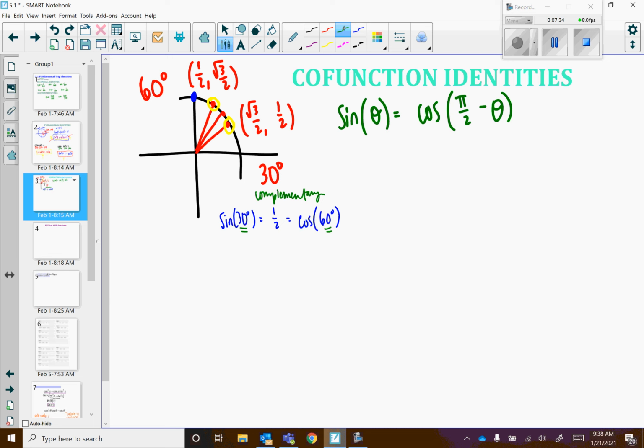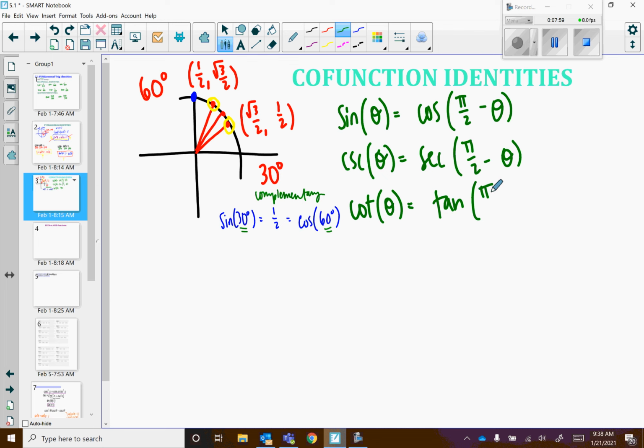these cofunctions are true for some of the pairs in our 6 trig functions. So I could also say cosecant of some angle is equal to secant of pi over 2 minus that angle. Or I could say cotangent of some angle is equal to tangent of pi over 2 minus that angle. Notice again, this angle and that angle are complementary, add up to 90.